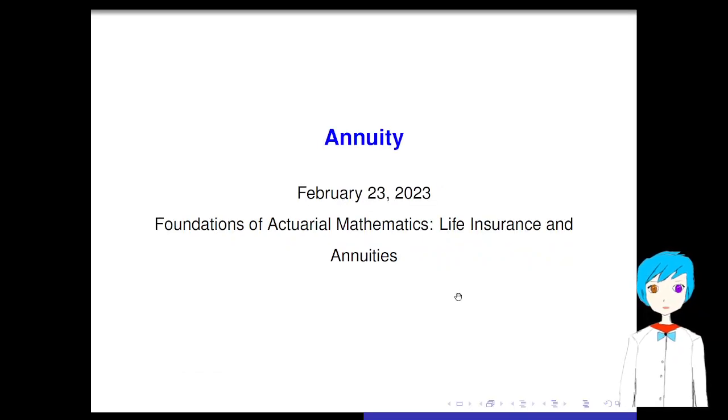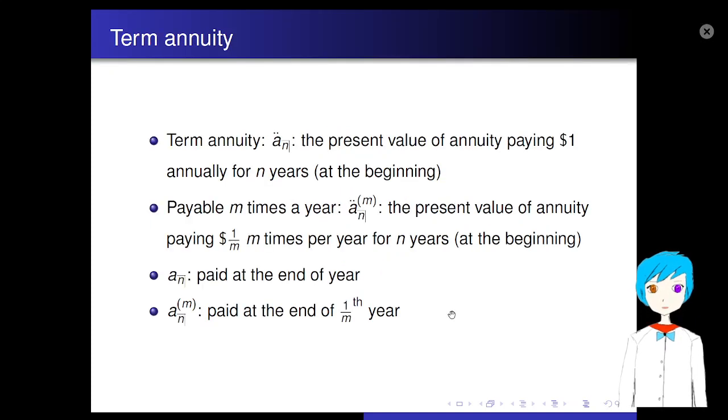Today we're going to give a short review of the annuity chapter. Actually, the first part of the annuity chapter. So first, we learn the term annuity. For the term annuity, we need to calculate the present value, the small a, the present value of an annuity paying $1 annually for n years. And this is for the term annuity paying at the beginning of each year.